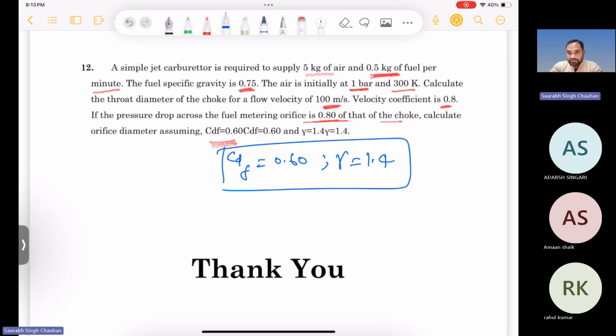Anyway, you just note down this question. We can have more discussion some other day.